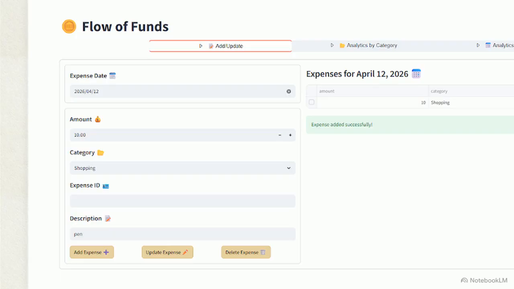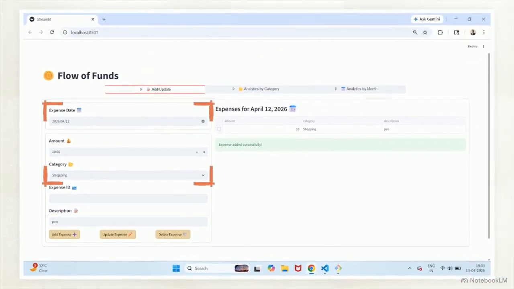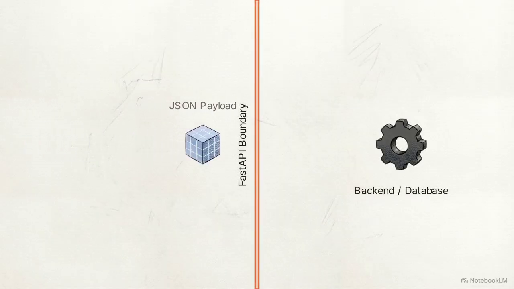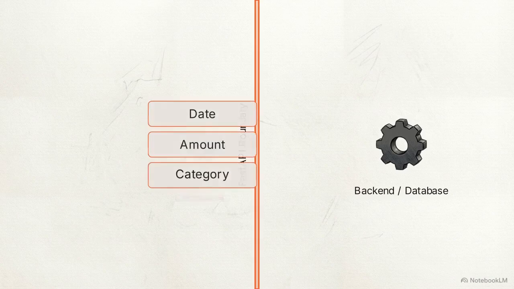The trace begins by initiating a new expense entry. The user populates the date, amount, and category fields within the Streamlit UI and submits the form. Before this data can reach the database, it must pass the FastAPI REST boundary. The backend uses Pydantic schemas to enforce a strict data contract.